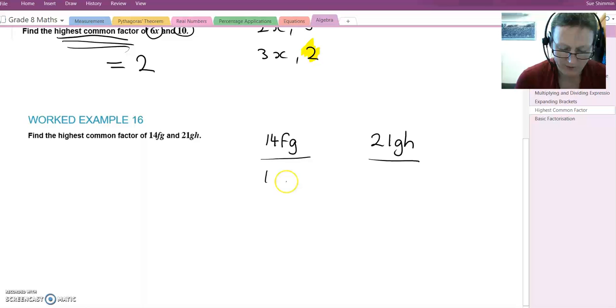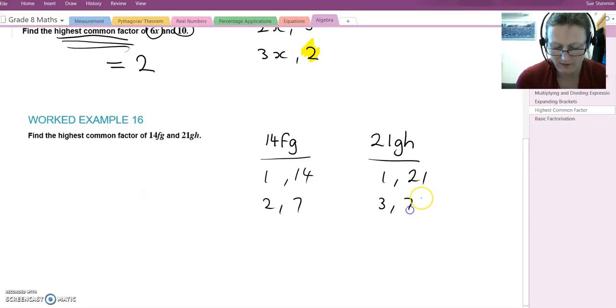So I'll write down the factors of 14: 1 and 14, and 2 and 7. The factors of 21: 1 and 21, and 3 and 7. So from that we can see that our common factors are 1 and 7. Our highest common factor from those numbers is 7.